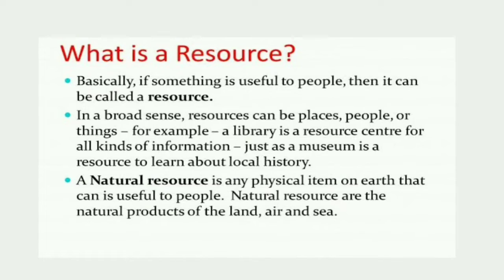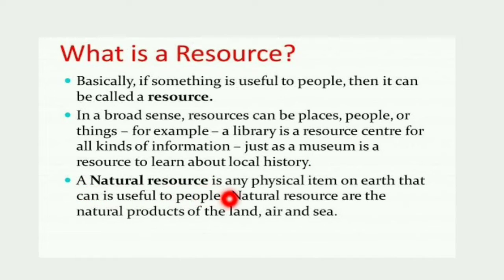First of all, we need to learn what a resource is. Basically, if something is helpful to people, then it is called a resource. In a broad sense, resources can be places, people, or things. For example, a library is a resource center for all kinds of information. So, a resource means something that is useful to us. Alright, so what is a natural resource?